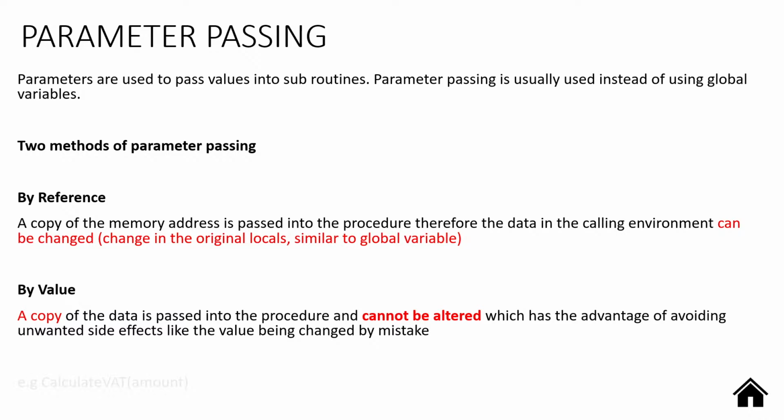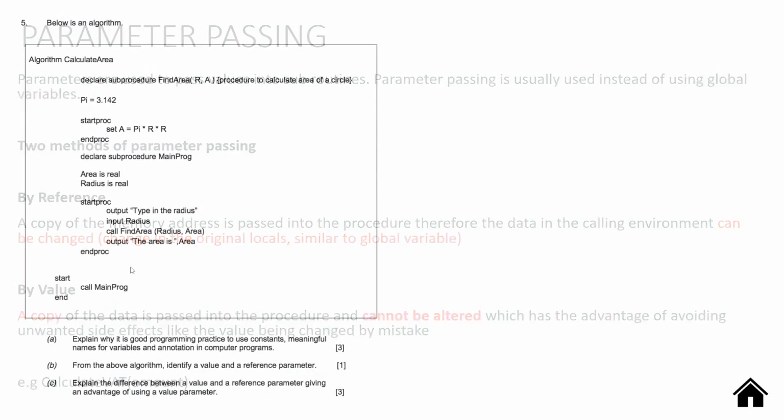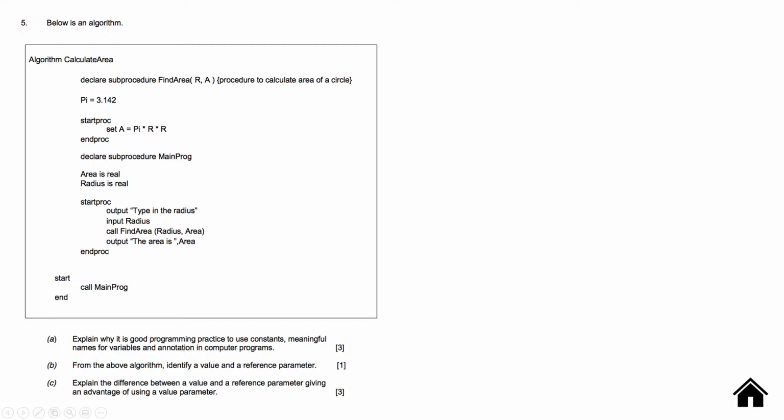For example, if I show you here, this is a subroutine, and whatever is inside the brackets is the parameter here. Now we don't know if that's by reference or by value, but we have to look at questions like this in order to work it out.